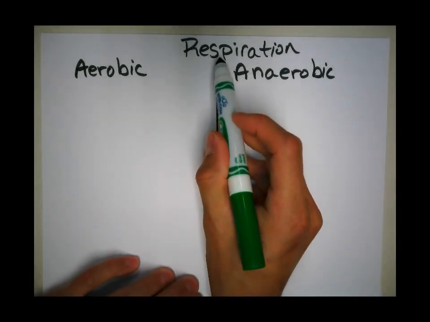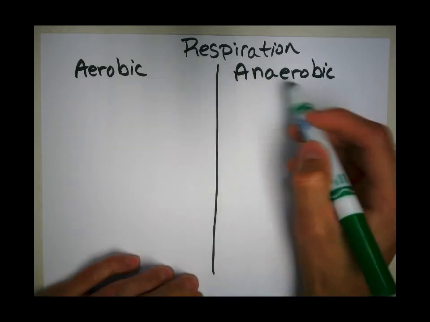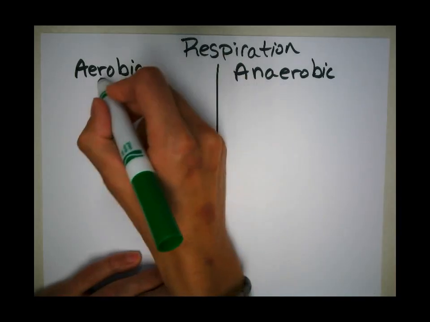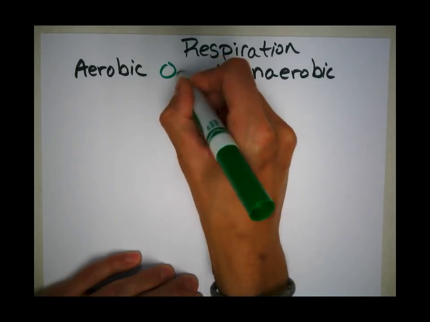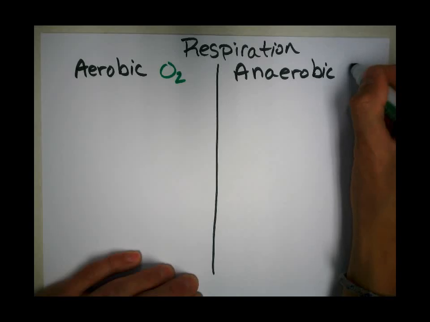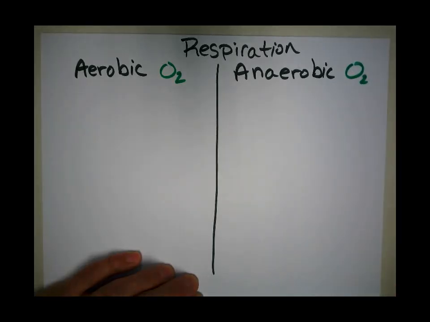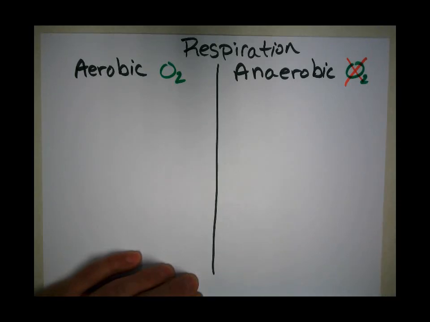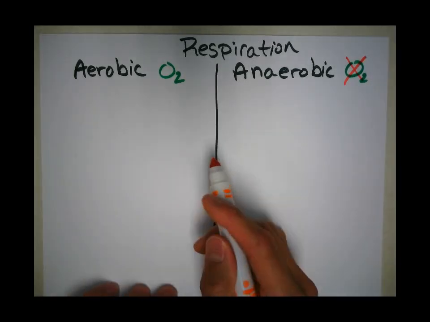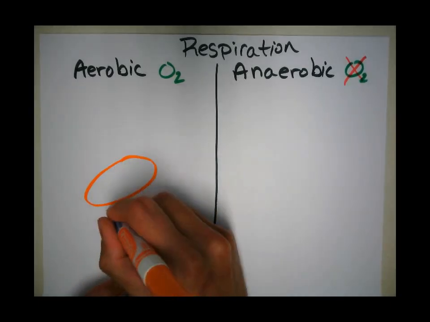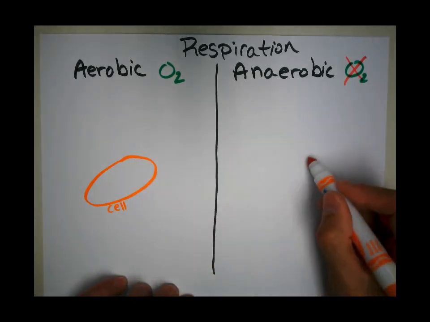Respiration. Difference between aerobic and anaerobic respiration. Aerobic respiration, there is oxygen present. Anaerobic respiration means that there is no oxygen present. All cells use respiration in one form or another. So I'm going to draw a generic cell on both sides.